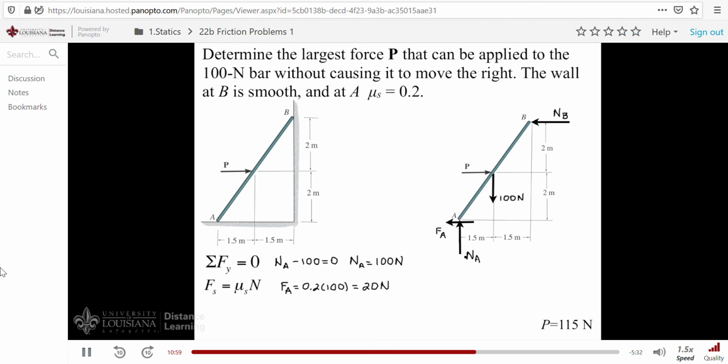Now that these 2 values are known down here, we can take moments around point B and get a direct solution for P. We have the following. P times 2, and then plus 100 times a moment arm of 1.5, minus 100 times 3, minus 20 times 4. Of course, all this equals 0. Solving for P in this equation, we get our result, 115 newtons, the maximum force that can be applied to the bar before it breaks loose from the surface down here and begins to move this way to the right.